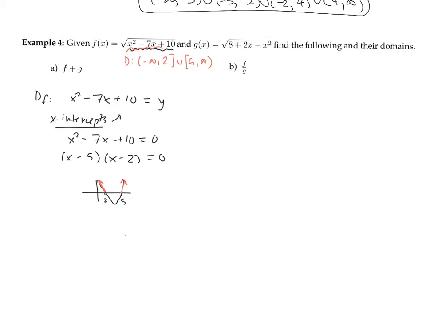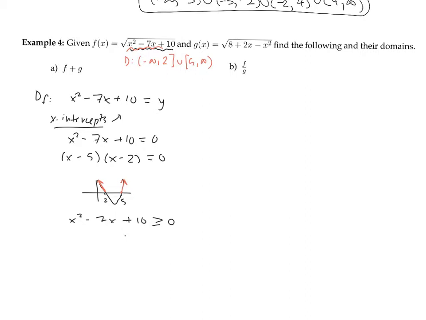And the reason that's related to what we did last time on Friday is technically you're solving x squared minus 7x plus 10 bigger than or equal to 0. Like that's what you're doing. Okay, so that's for f.